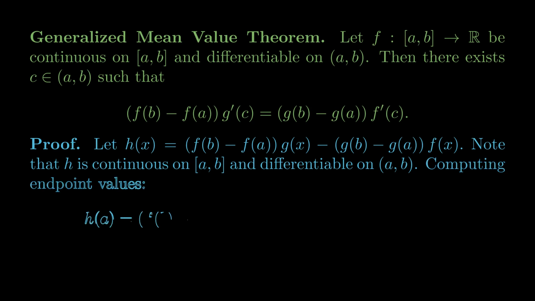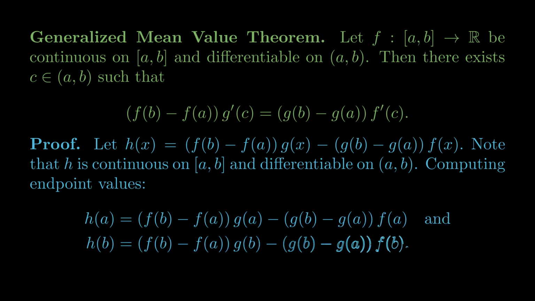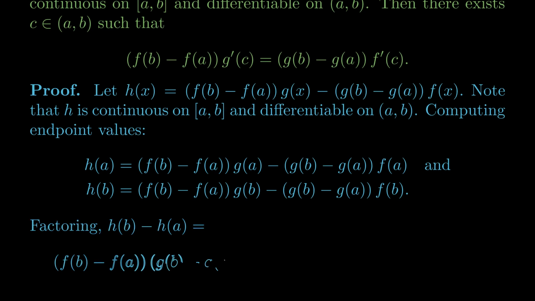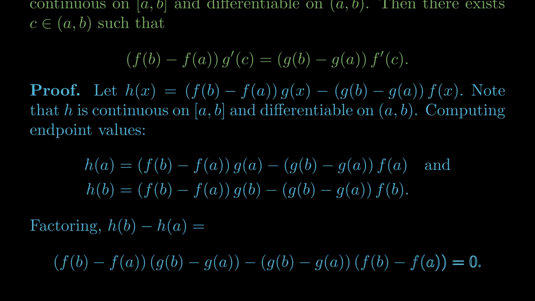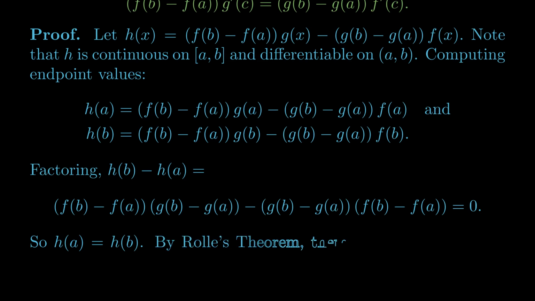Computing the endpoint values, h of a equals f of b minus f of a times g of a minus g of b minus g of a times f of a, and h of b equals f of b minus f of a times g of b minus g of b minus g of a times f of b. We can factor the difference h of b minus h of a as f of b minus f of a, g of b minus g of a, minus g of b minus g of a, f of b minus f of a, and this equals 0. So h of a equals h of b. Now, by Rolle's theorem, there exists c in the open interval a to b such that h prime of c equals 0.